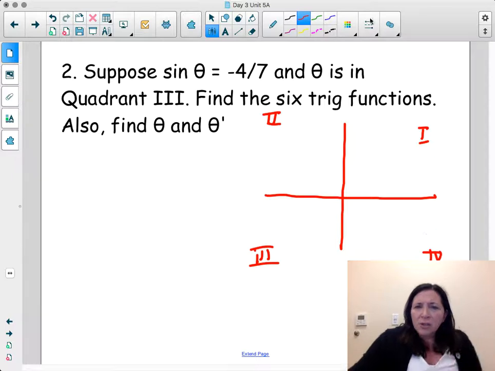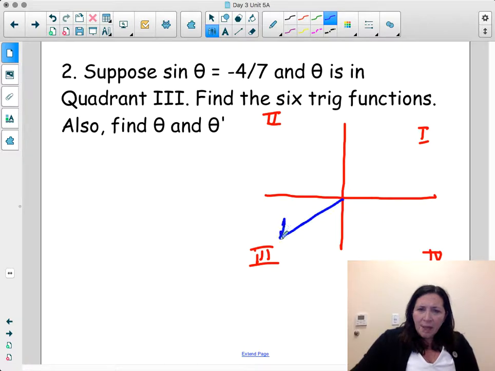Okay. So your job is to find, let's see, I'm in quadrant 3. So 1, 2, 3. So I'm down here. Okay. And remember, all of your angles have to come back up to the x-axis. Every one. You are never going to go to the y-axis. Negative 4/7. Here's theta angle that was a reference angle. So negative 4 opposite over hypotenuse. Okay, this is sine, which is opposite over hypotenuse.